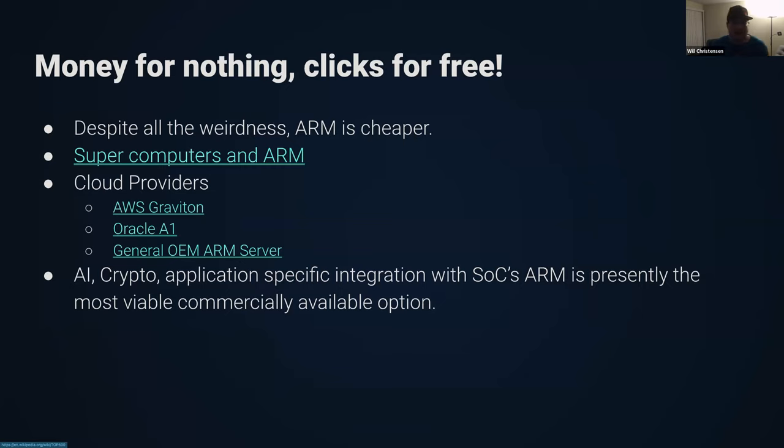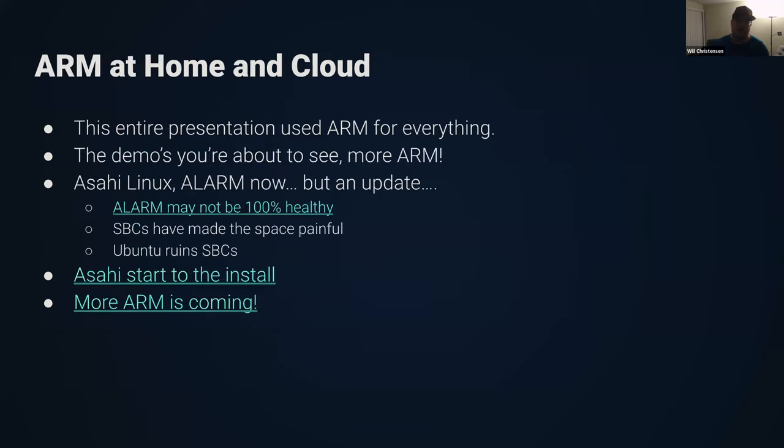The adoption of ARM by AWS's Graviton has been fantastic. Oracle's also been diving into it as well based on Ampere. Because of how the license works with ARM and how portable it is, I see a lot of AI, crypto, and other specific integrations being done with ARM that you cannot do because of how the license is written for x86.